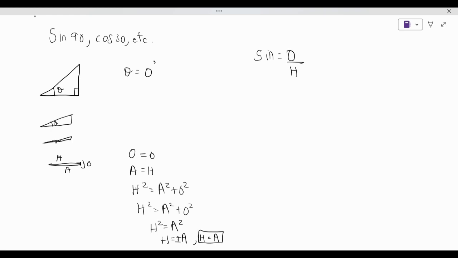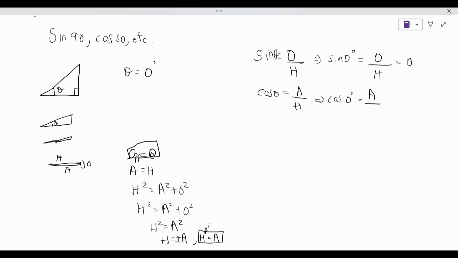Fine. Okay. Now, in all of these substitutions, sine theta is equal to opposite by hypotenuse, right? So for sine 0, opposite is equal to 0, so sine 0 is equal to 0 by hypotenuse, which is equal to 0. Now cos theta is equal to adjacent by hypotenuse, right? So cos 0 degree, making use of this assumption, h is equal to a, is a by a, equal to 1.